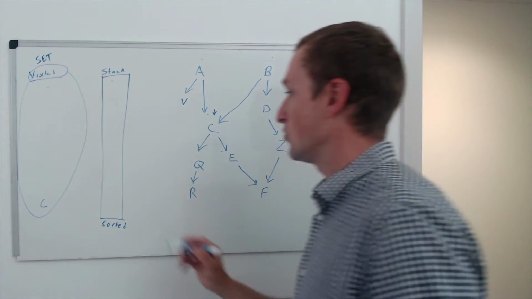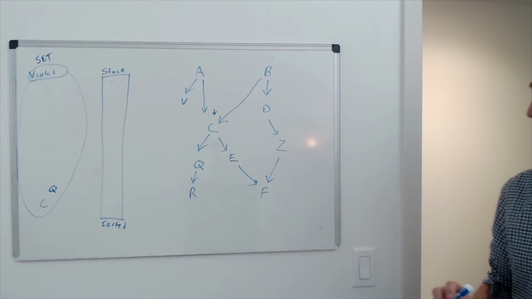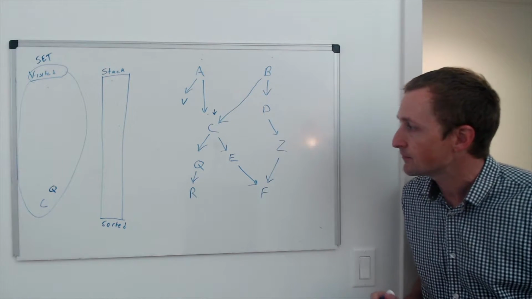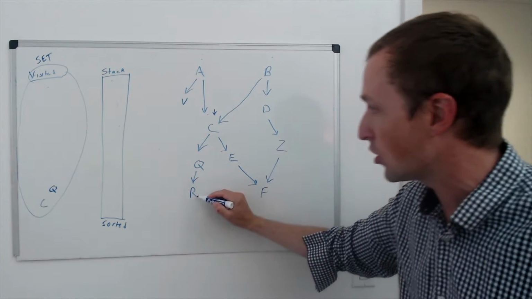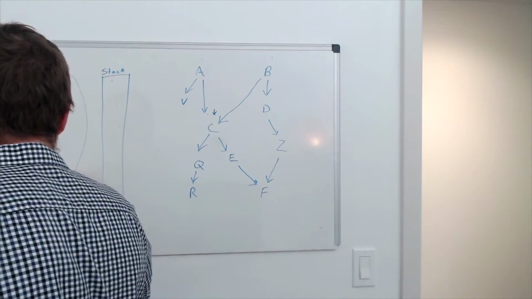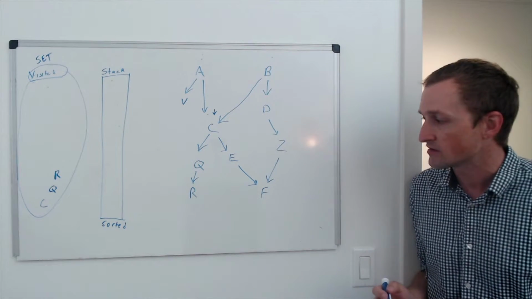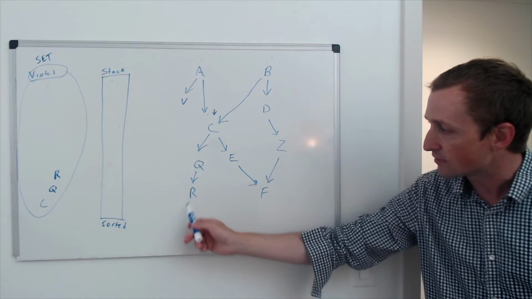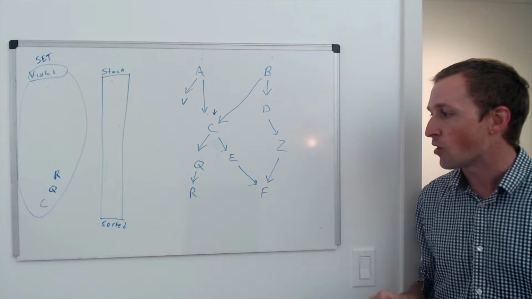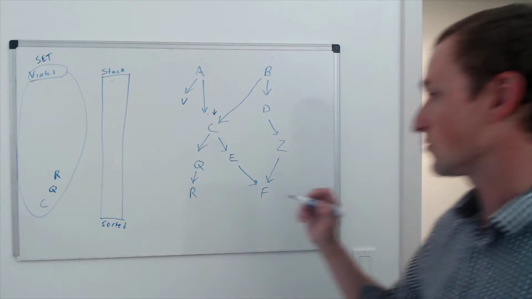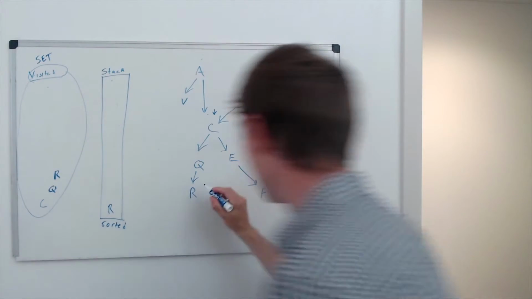So we'll start with Q. We'll go down this route. Q is not in the visited set, so we add it. From Q, does Q have any children? Yes, Q has one child, R. So we will add R to the visited set. Now, does R have any children? No, R does not have any more children. We can see that there are no more edges to any more vertices from R, so we can consider R sorted. So we'll add R to the sorted stack, and then we'll go back.